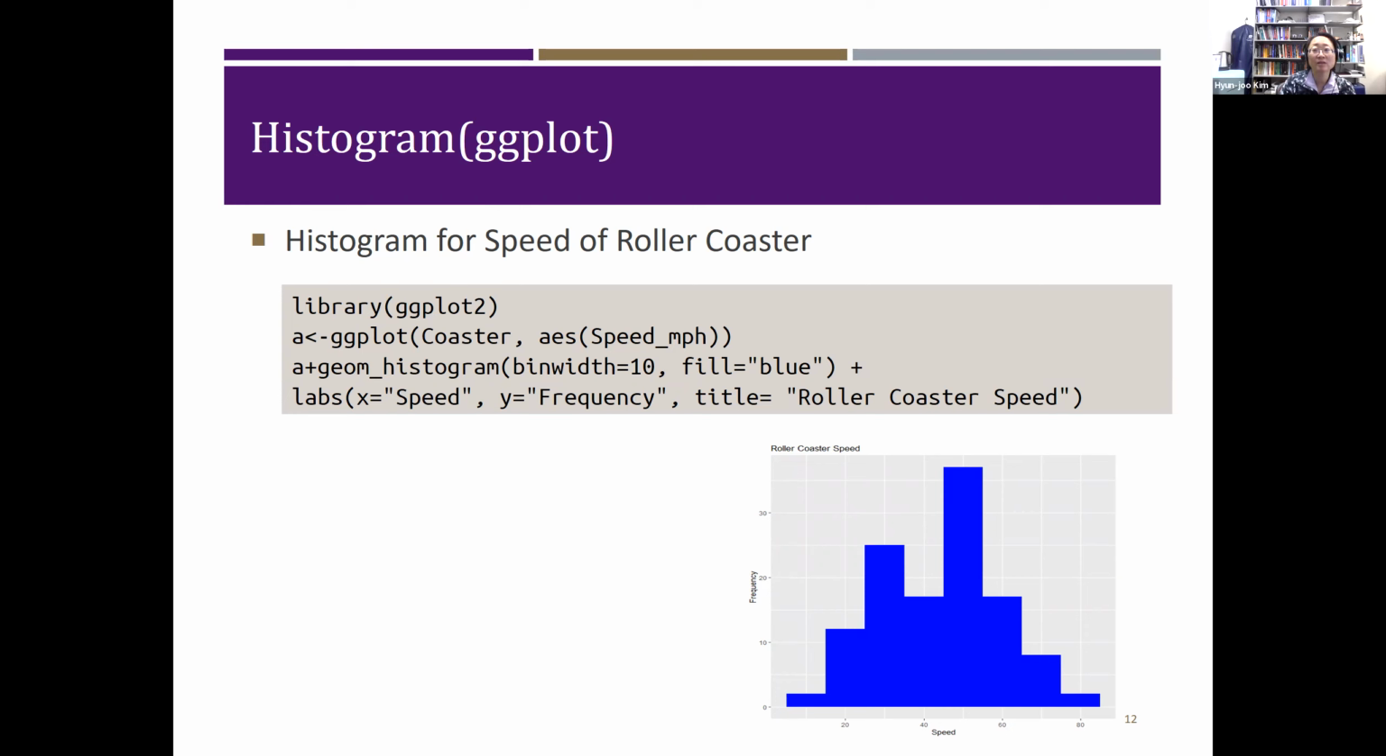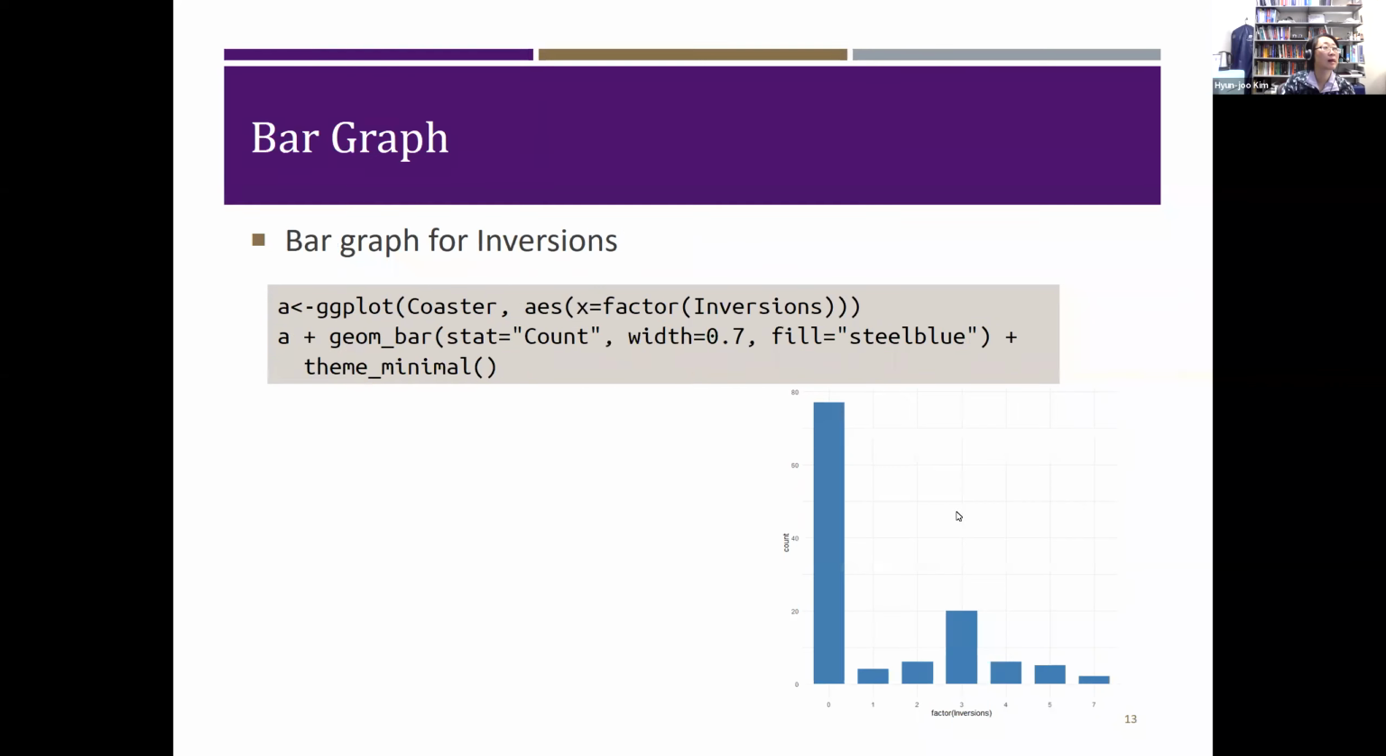From the graph, we can say the speed of roller coaster is approximately symmetric. A roller coaster inversion is a roller coaster element in which the track turns riders upside down and then returns them to the right side up, upright position. The inversion variable represents the number of inversions of roller coasters. Here we want to consider the inversion number as a factor, not a numeric variable, and draw a bar graph.